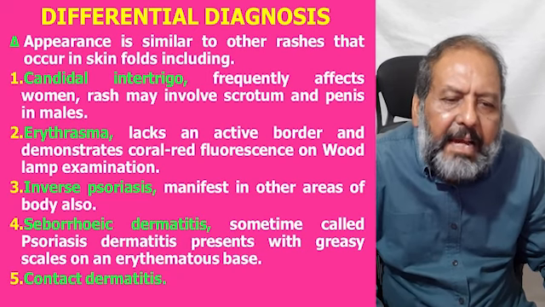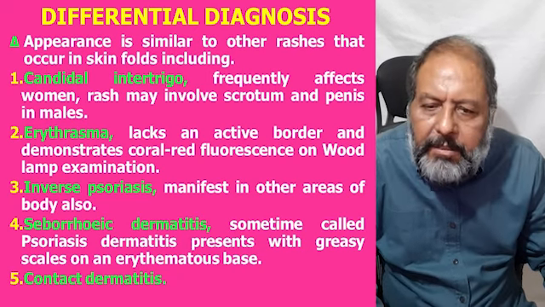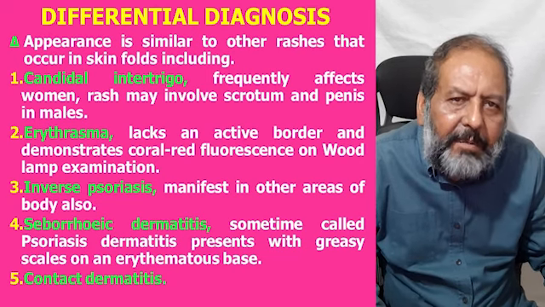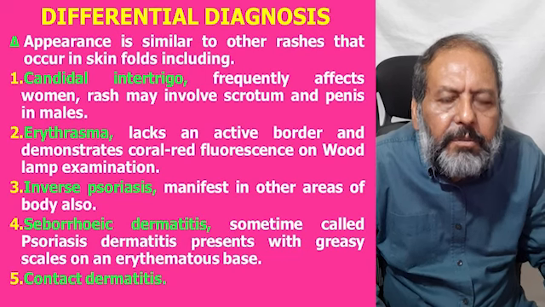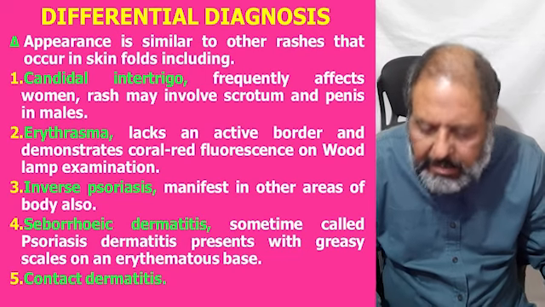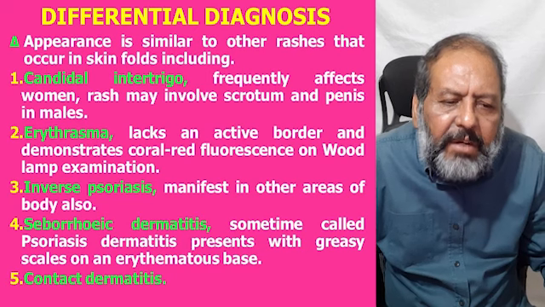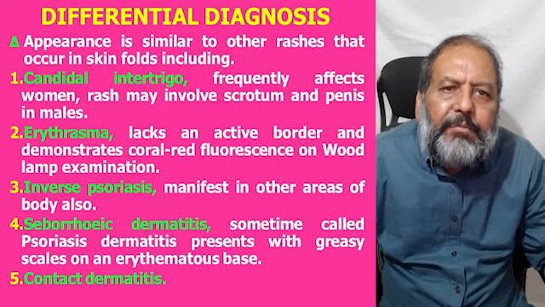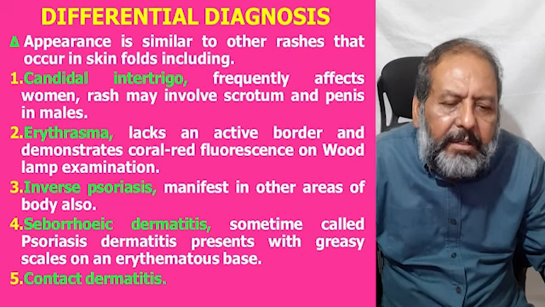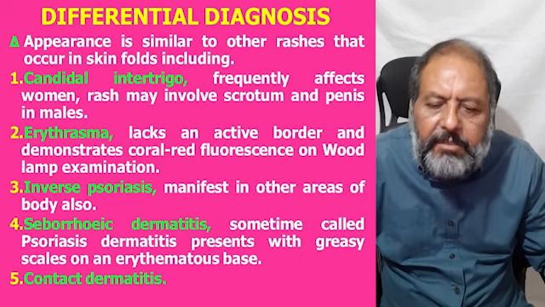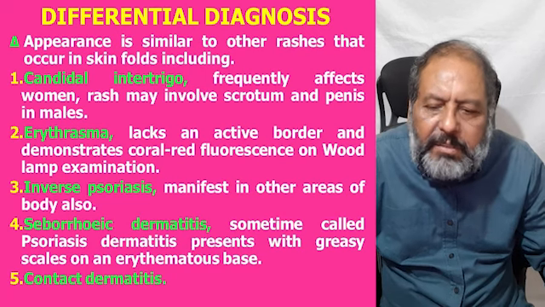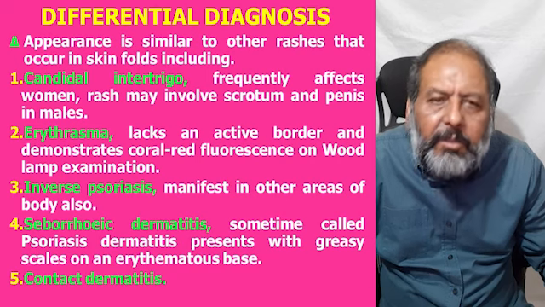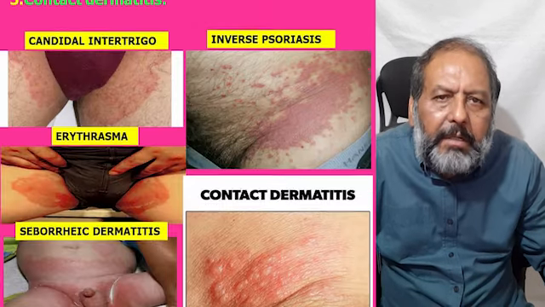Erythrasma lacks an active border and demonstrates coral red fluorescence on Wood's lamp examination, which this disease does not have. Inverse psoriasis manifests in other areas of the body also, so we can differentiate it. Seborrheic dermatitis, sometimes called psoriasis dermatitis, presents with greasy scales on an erythematous base. Contact dermatitis also mimics that.